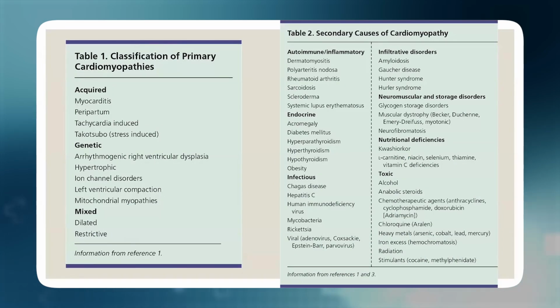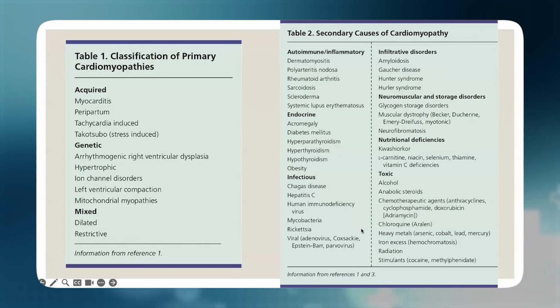Primary cardiomyopathies can be acquired, genetic, or mixed. Acquired are myocarditis, peripartum, tachycardia induced, or Takotsubo cardiomyopathy, which is also called the stress induced cardiomyopathy. Genetic common variants are arrhythmogenic right ventricular dysplasia, which is also known as ARVD or ARVC, hypertrophic cardiomyopathy, ion channel disorders, left ventricular non-compaction, and mitochondrial myopathies. There are many others as well. Mixed are dilated and restrictive types, which can be either acquired or genetic or both.